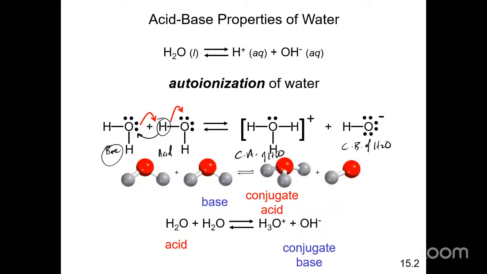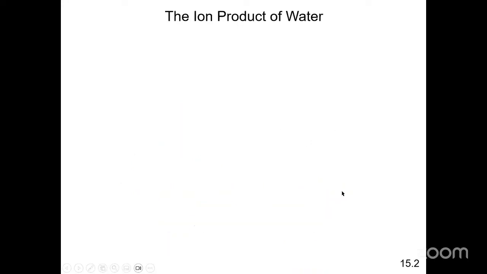Now there's another definition that we're going to meet later on, which is the Lewis definition, which is even more expansive because it will take into account compounds that cannot be defined as acids and bases according to either Bronsted or Arrhenius, all right?